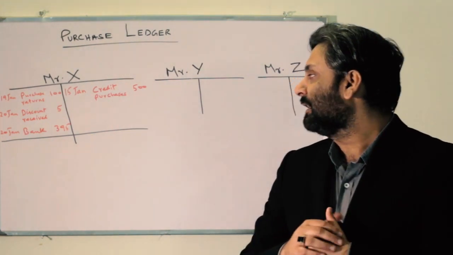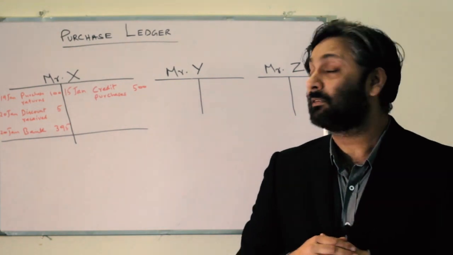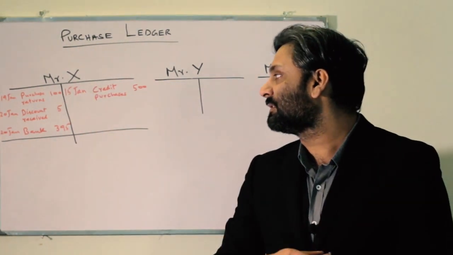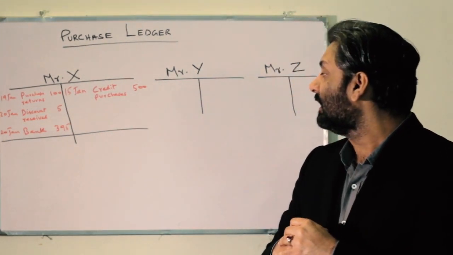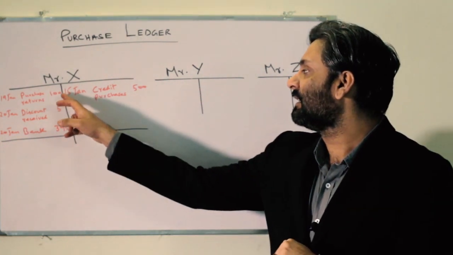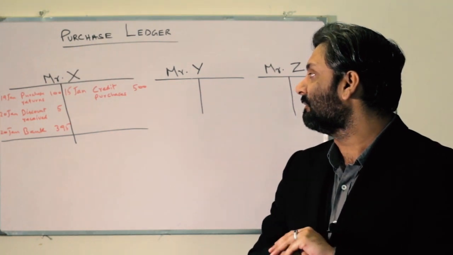So we purchased goods from him on 15th of January worth 500. Goods worth 100 were found unsuitable, and we returned the goods to the supplier, and he accepted them duly as well. So 500 was supposed to be paid, 500 was the liability, and due to the returns the liability was reduced by 100.